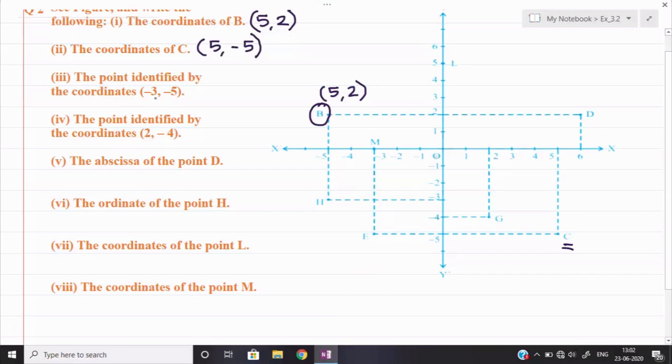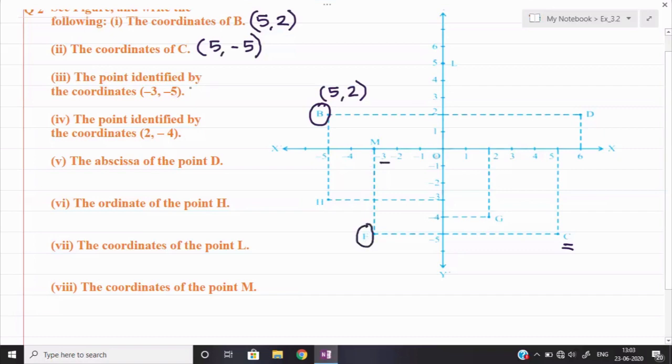Now similarly, they are saying the point identified by (-3, -5). So -3, where is -3? You observe on the x-axis. Remember, the first number is the x coordinate and the second one is the y coordinate. So on the x-axis, where does -3 lie? Yes, here you observe, minus 3 lies. Then we need to go to -5. -5 lies on the y-axis. So from -3 we shall go down till -5. Observe this point they are talking about.